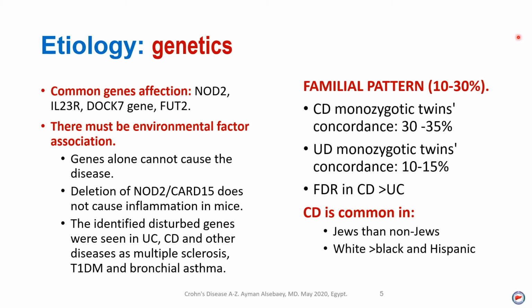Another point is that Crohn's disease may be a familial disorder. In fact, 10 to 30% of the patients have a family history. And this family history is more obvious in Crohn's disease than in ulcerative colitis, okay? And it is more common in the Jews than the non-Jews, and in the white more than the black and the Hispanics, okay?